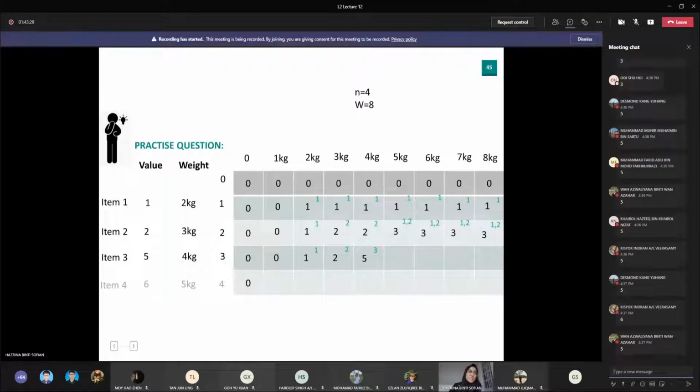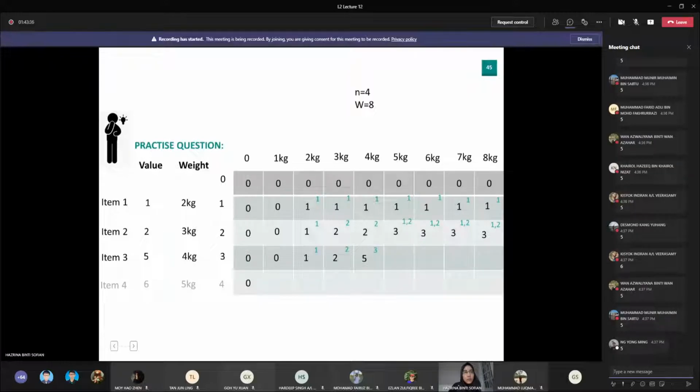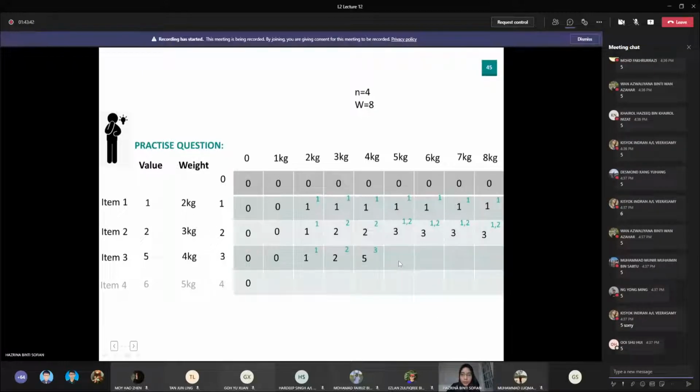Kishore, sure not 6? Yongming, yeah, okay. Okay, at capacity 5 kg, we have 4 kg, and then here we cannot put in item 1, because item 1 is 2 kg, so still 5. Okay, Kishore, correct. Or Shu Hui, correct.